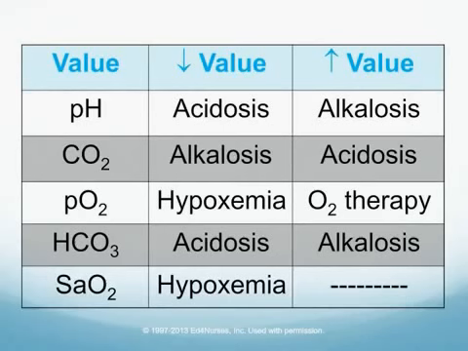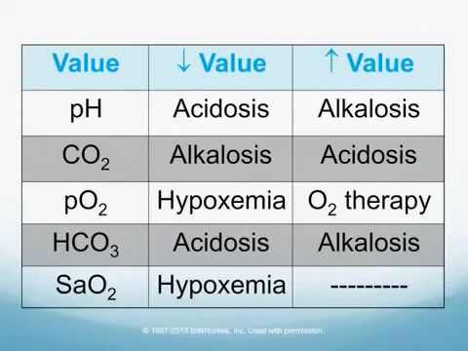Respiratory opposite, metabolic equal. So the respiratory is opposite of the pH. The metabolic system, the bicarb, is equal. It does the same thing. In other words, when the bicarb is less than 22, we have acidosis. Greater than 26, we have alkalosis.